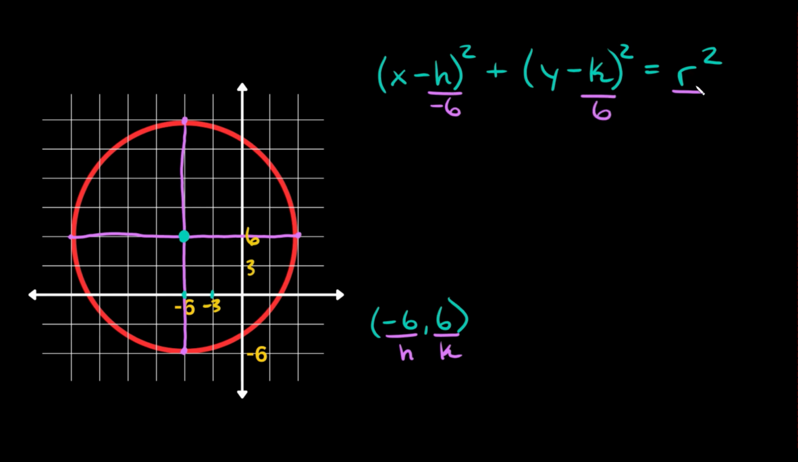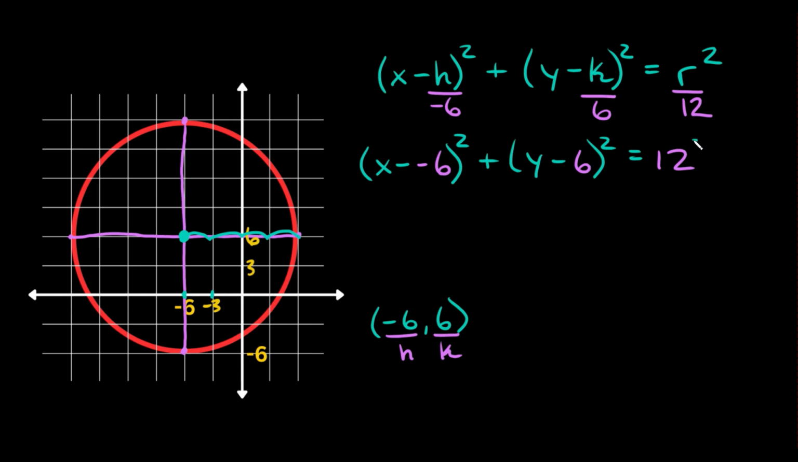And then the last thing that we need to find is the radius. The distance from the center to the side of the circle right here is, let's see, 3, 6, 9, 12. So the radius is 12. We're going to plug in a 12 for r. If we plug these things in, we're going to get, first of all, (x - (-6))² + (y - 6)² = 12².